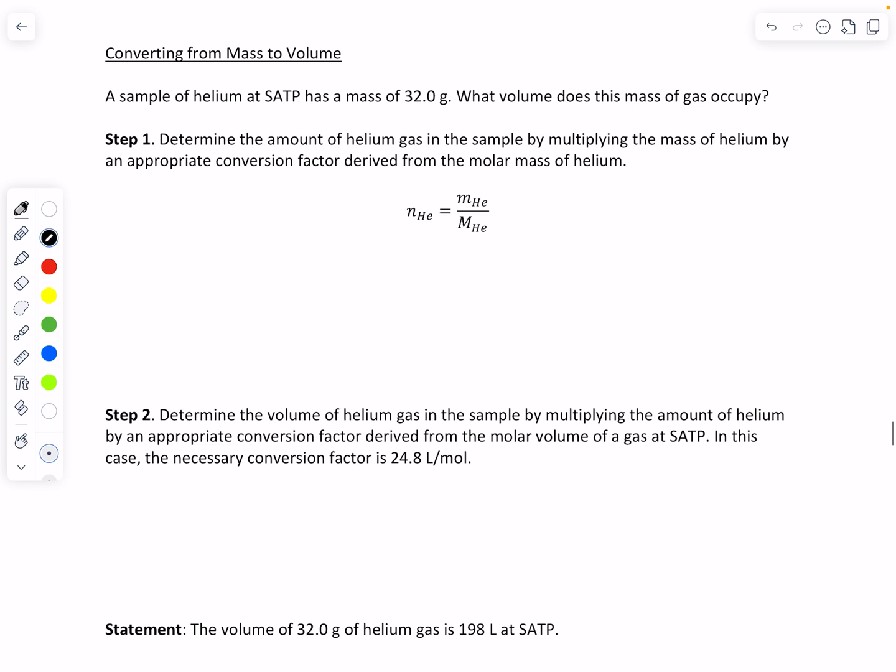Let's look at converting from mass to volume. A sample of helium at standard ambient temperature and pressure has a mass of 32 grams. What volume does this mass occupy? Let's look at how many moles 32 grams of helium is. We know that the number of moles is equal to the mass divided by the molar mass. So that's 32 grams divided by 4.00 grams per mole. We end up with 8 moles of helium.